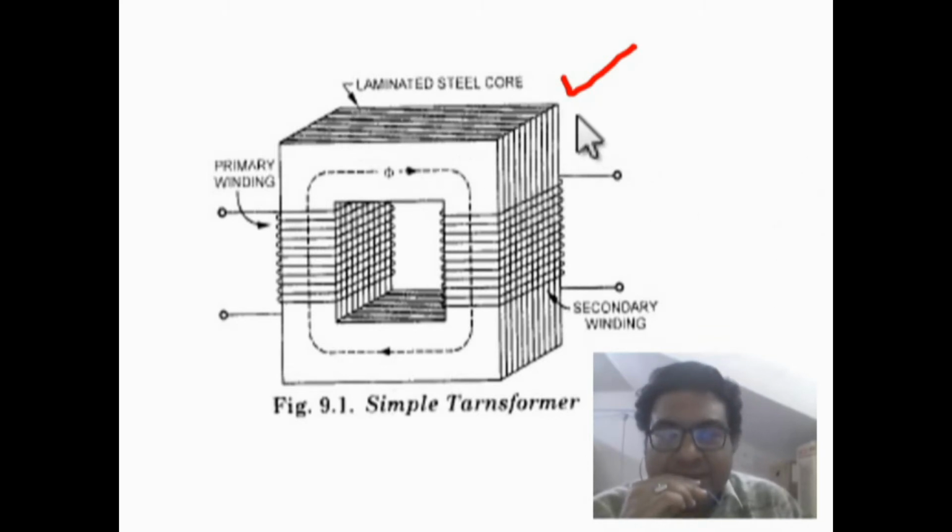So guys, this is the main part. This core is always made of silicon steel. And the second part is the copper windings. So there are two major parts, and copper windings are there. One belongs to the primary side and the other belongs to the secondary side. And the copper windings are always insulated.